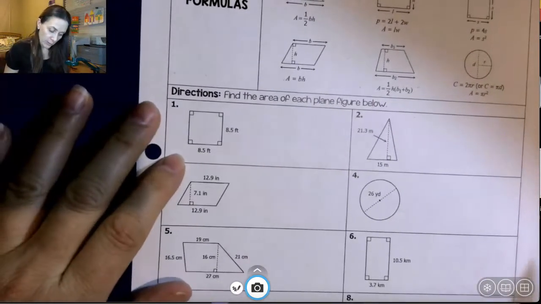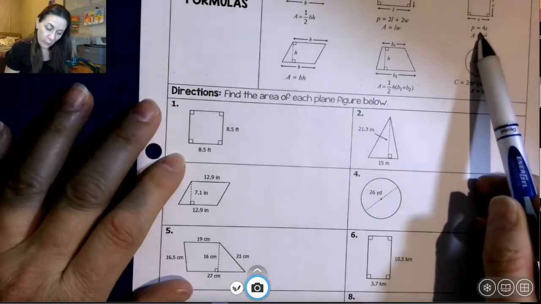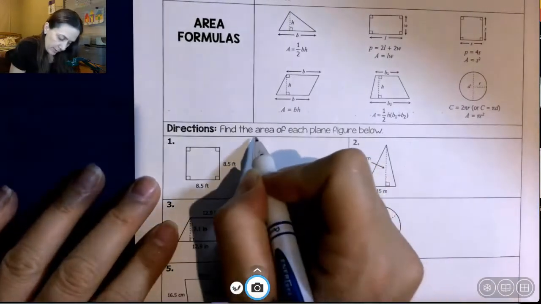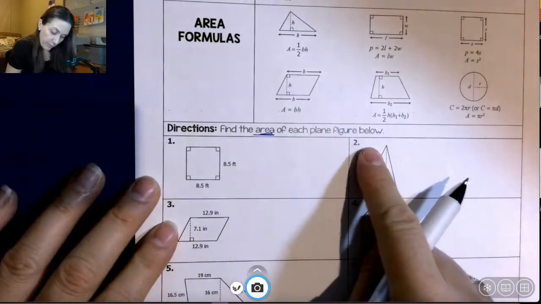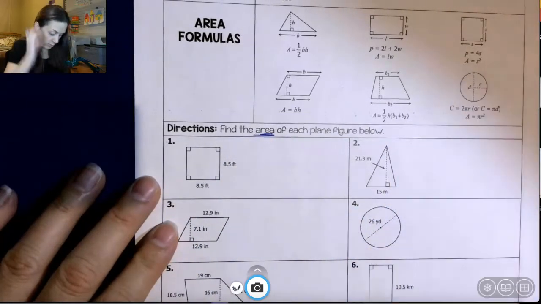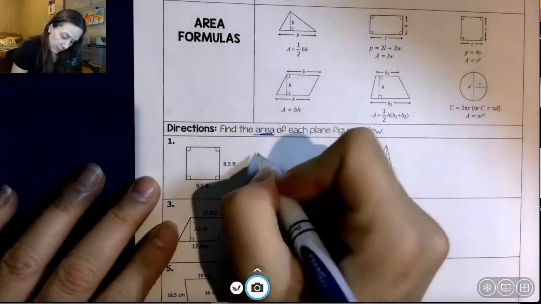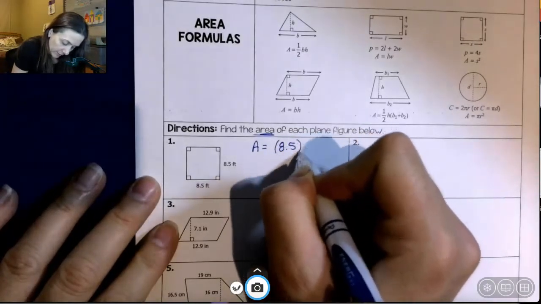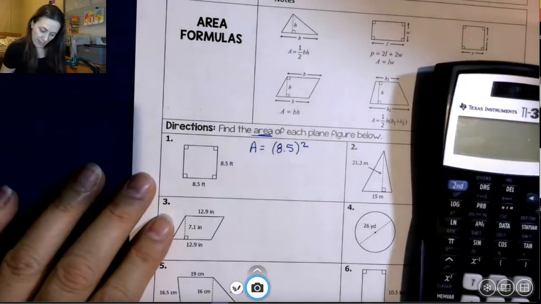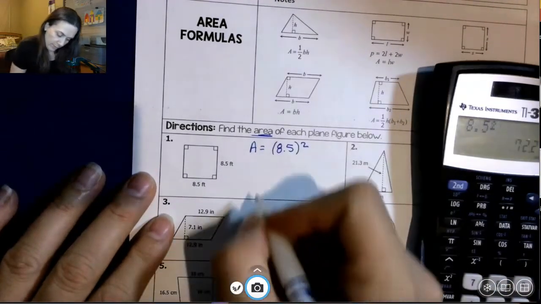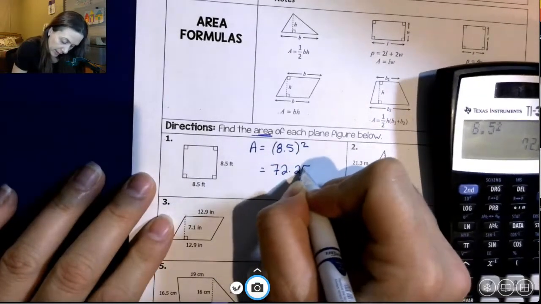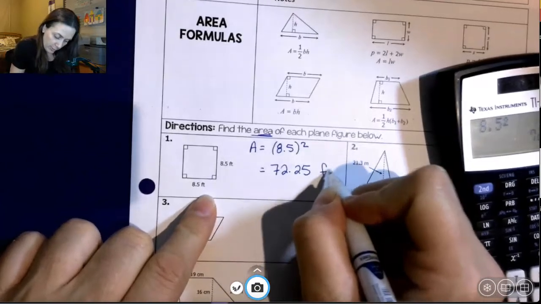This one happens to be a square. Area of a square is... Find the area of each plane figure below. Let's make sure we're reading this correctly. So area is side squared or length times width. So area equals 8.5 squared. You can go ahead and do that by hand, or you can use your handy dandy calculator. And we end up with area is 72.25. Area is always units squared.